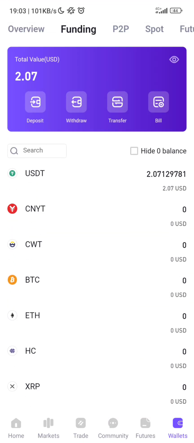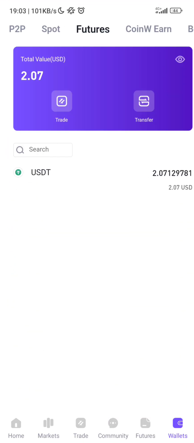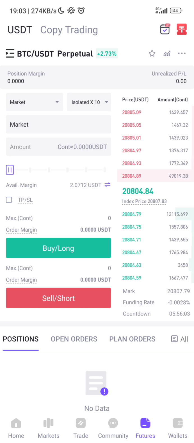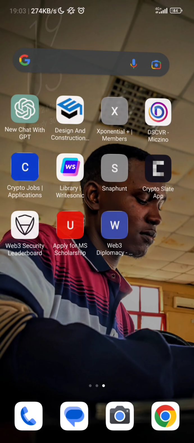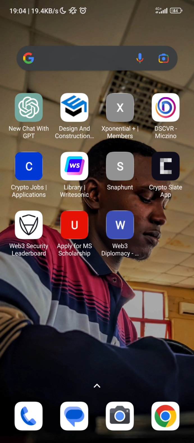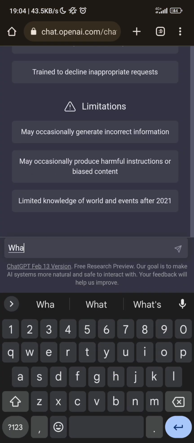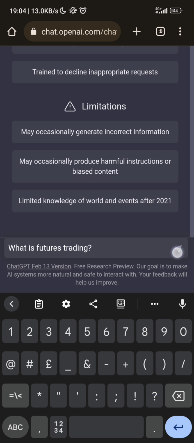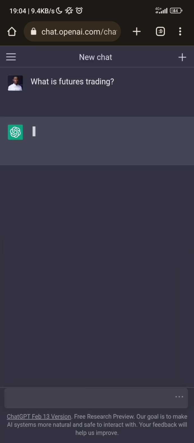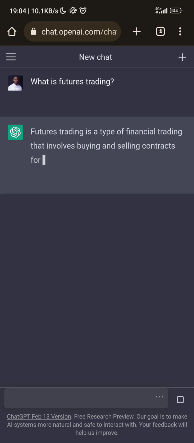So now futures, right? So futures, back to futures. So let's quickly go and check the definition of futures. Let's use ChatGPT. So let's ask ChatGPT, what is futures trading? So now ChatGPT will give us a definition of futures trading. So let me read it out so we can understand what I'm saying.